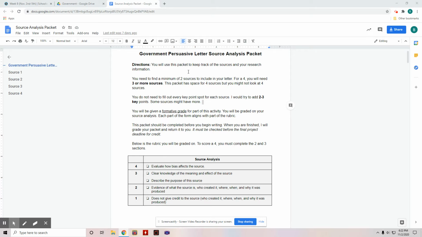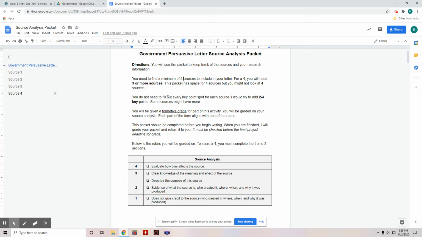The directions here: you need to find a minimum of 2 sources for your letter. That could be 2 websites or a website and a magazine, whatever you find. Most of you, it will be websites. You can even use the 2 that I found for you on the week 7 folder. If you want a 4, you need to have 3 or more. 4 is probably the max. I wouldn't really use more than 4, or else you're working too hard.